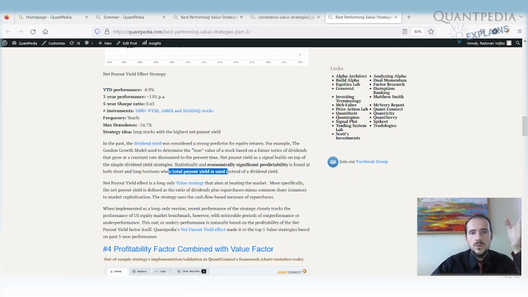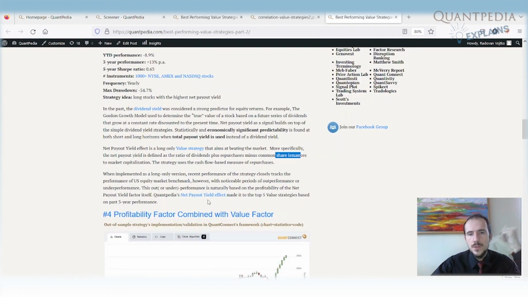What is the total payout yield? So we do not build our strategy just on dividend yield, but we also check the number of shares that are bought back minus the number of shares that were issued. So we are also looking at stock buybacks, and we combine information about the stock buybacks and the dividend yield, and we get the total payout yield, and then we sort stocks based on the total payout yield. That's a very interesting strategy. That's also one of the value strategies.